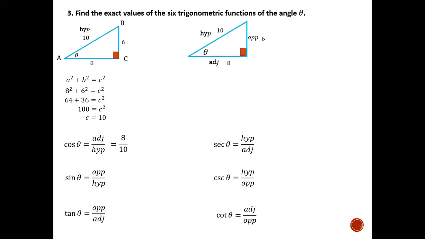So cosine of theta, again adjacent over hypotenuse, is 8 over 10, which simplifies to 4/5. The secant is 5/4. The sine of theta is 6 over 10, which simplifies to 3/5. So the cosecant is 5/3. Tangent of theta is 6 over 8, which simplifies to 3/4, and the cotangent is 4/3.